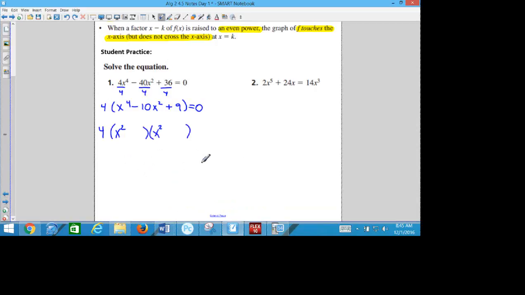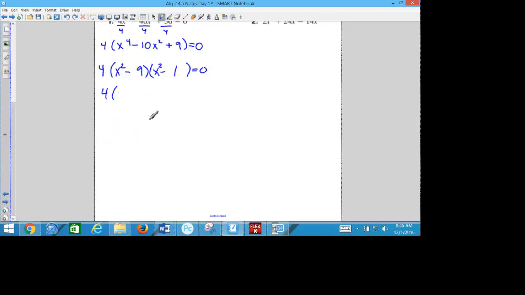And then we've got a plus sign with the 9, but it's a minus sign with the 10, so it's both got to be minus. And then 9 and 1 is going to give me positive 9 and negative 10. Now, do you mean factor again? Yeah. So how do I factor x squared minus 9? It is a difference of squares. X squared minus 1 is also a difference of squares. Remember, I told you that's my favorite kind. We just keep going.